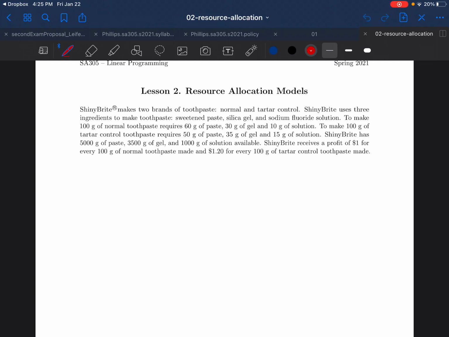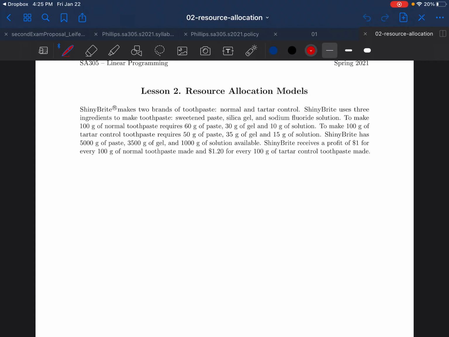Okay, so here we have Shiny Bright. It makes 2 brands of toothpaste, normal and tartar control. This was actually taken from the 2013 final I wrote a while ago. Shiny Bright uses 3 ingredients to make toothpaste: sweetened paste, silica gel, and sodium fluoride solution.